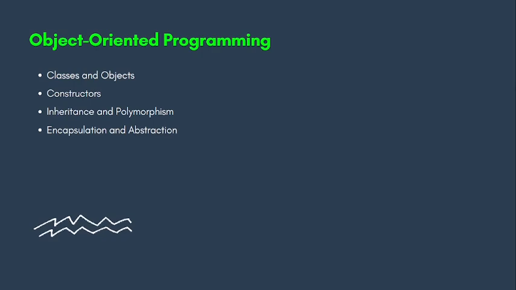Then comes object-oriented programming. In this section, we will learn all the basic concepts of object-oriented programming, what constructors are, how to implement inheritance and polymorphism in Python, and how to implement encapsulation and abstraction.